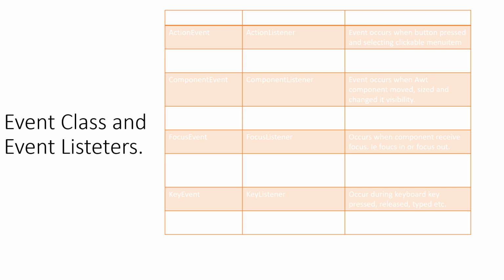There are many types of events. Let us see them one by one. ActionEvent, ActionListener. This event occurs when a button is pressed or a clickable menu item is selected. Then AdjustmentEvent, AdjustmentListener. This event occurs by adjusting an object like a scroll bar or scroll pane. Then ComponentEvent, ComponentListener. It occurs when an AWT component is moved, resized, or changes its visibility.